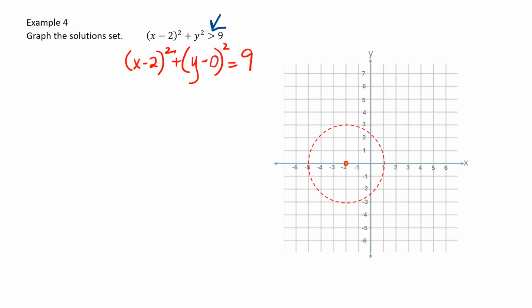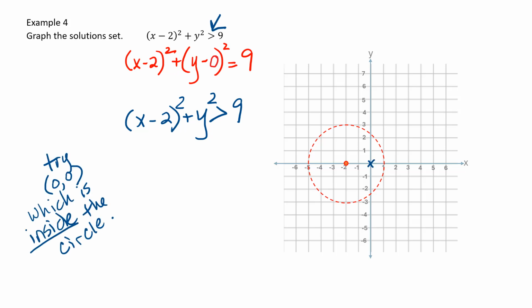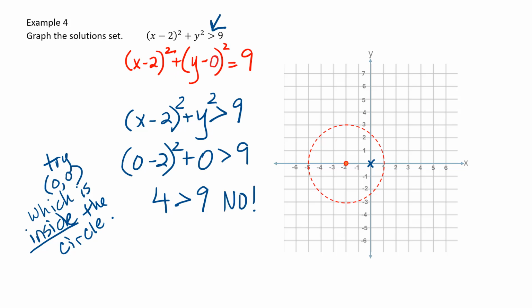And so we can check a point inside the circle or outside the circle to see where we're going to shade. It'll be either inside the circle or outside the circle. So if I look at that equation with just the greater than sign, and we're trying 0, 0, it's inside the circle. If it works, we will know to shade inside the circle. So let's put that in, 0 minus 2 quantity squared plus 0 squared greater than 9. So that is going to be 4 is greater than 9, which is not true. And so we won't shade inside the circle. We'll shade outside the circle.